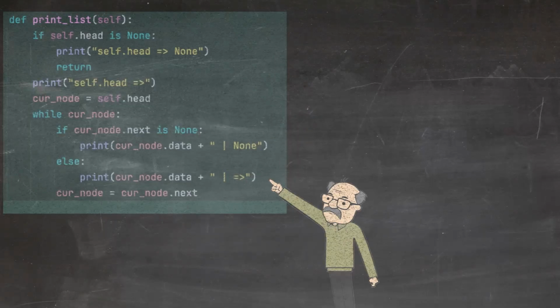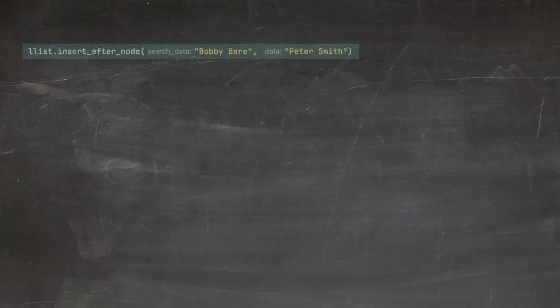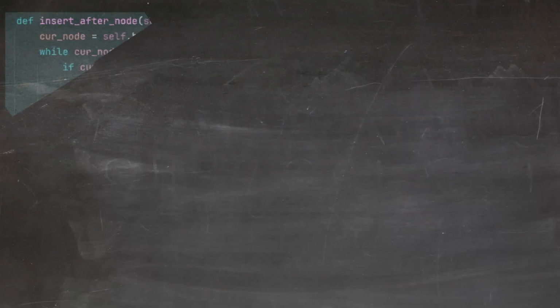If an element has a next pointer that is valid, we print out the data and a little arrow. If the element is the last element of the list, we print out that element's data and None next to it. Okay, so now we want to insert Peter Smith after Bobby Bear.